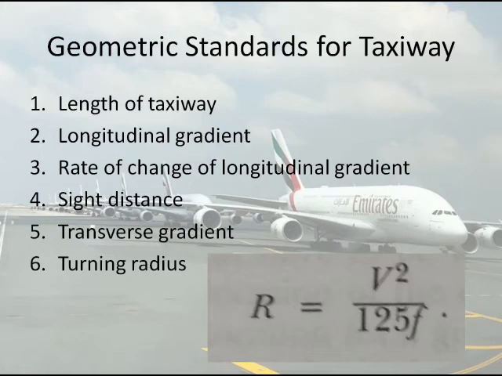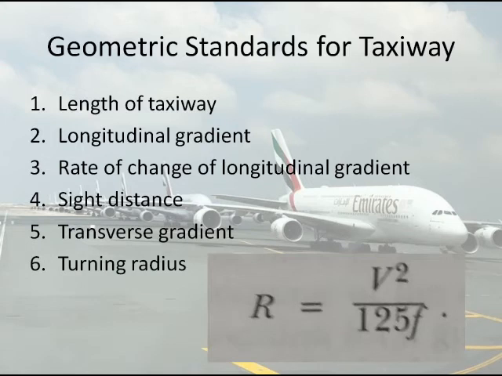Let us move on to our next point, that is the sight distance. The sight distance is one of the factors governing the geometric standards of taxiway. The speed of the aircraft on the taxiway is lower than its speed on the runway. Hence, smaller values of sight distance will be sufficient on the taxiway.